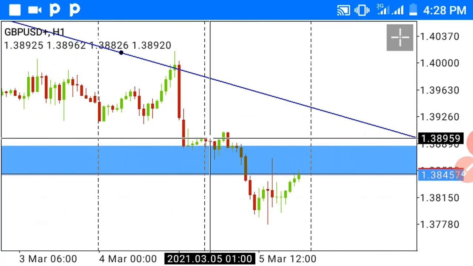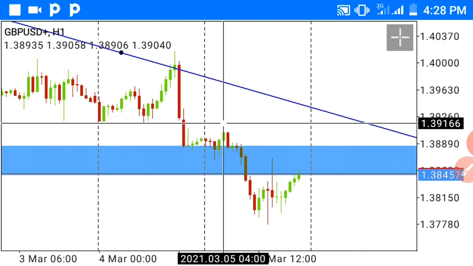stop loss right here. And for those who say they would like me to always call the number for them, so they can know the number exactly I'm referring to.